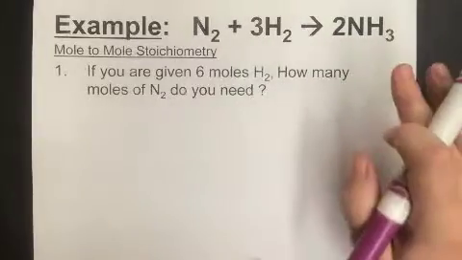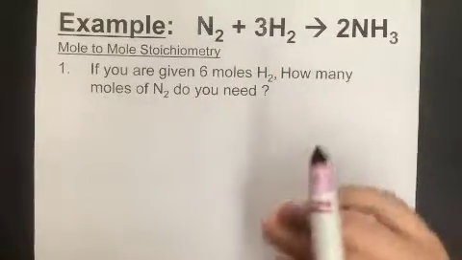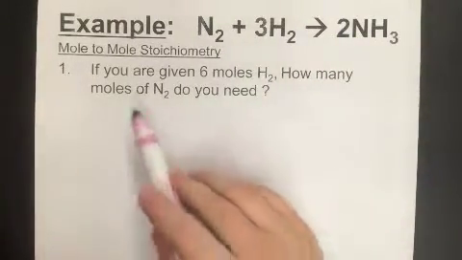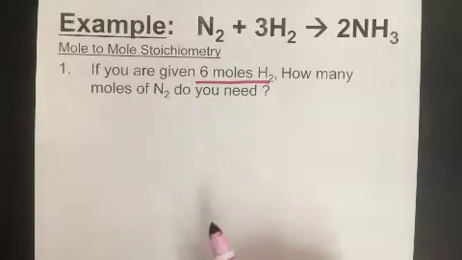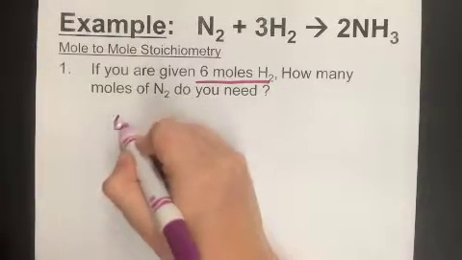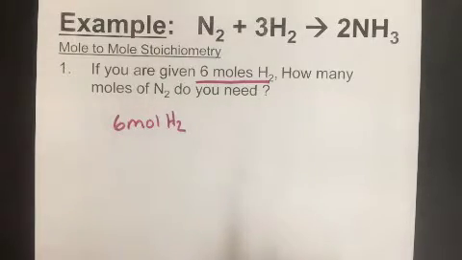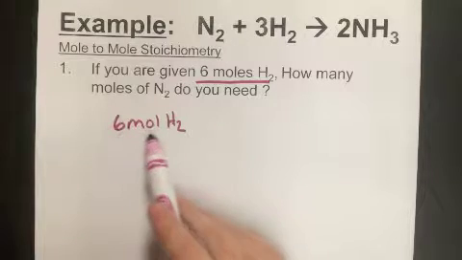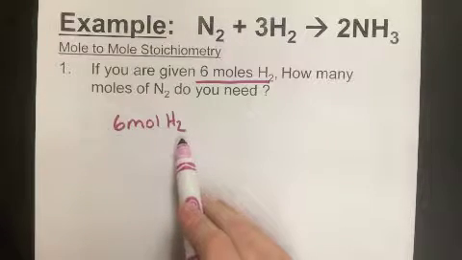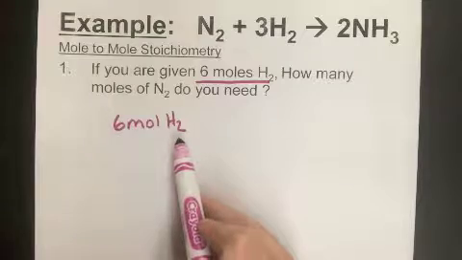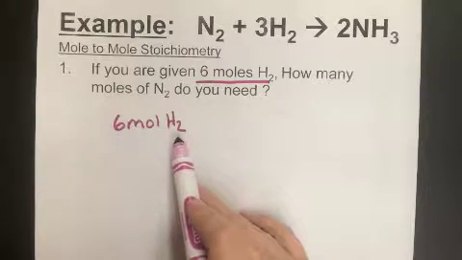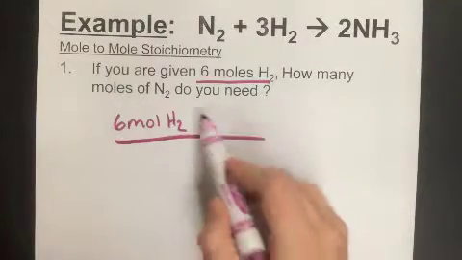Just like we've been doing with basic mole problems, you need to figure out your starting point and your ending point. You're given 6 moles of H2, so we're going to start by writing 6 moles of H2. Like I've been stressing this whole unit, you need to make sure you put your number, your unit, and the substance. It's extremely important that you put that substance, especially with stoichiometry. And then we draw our table.